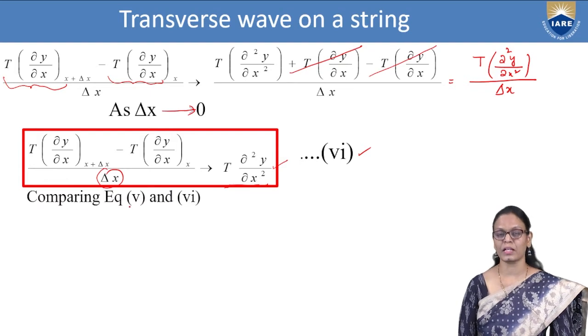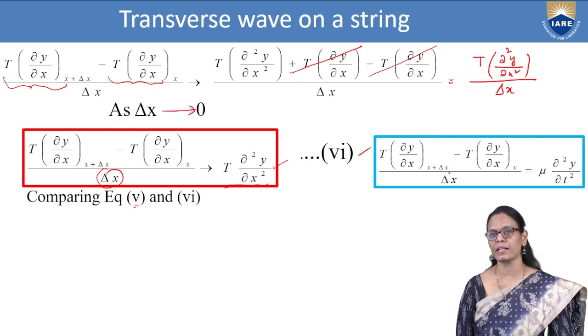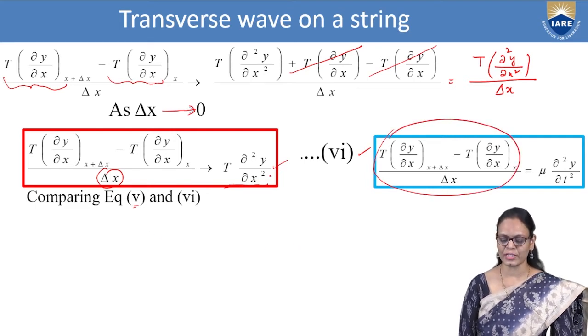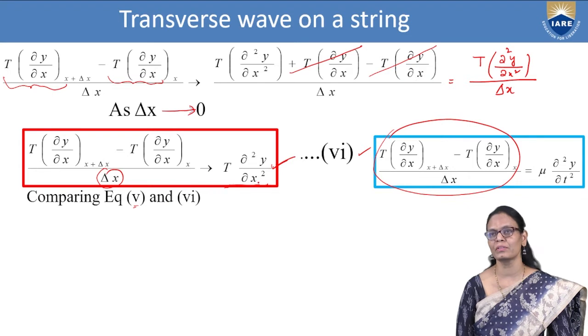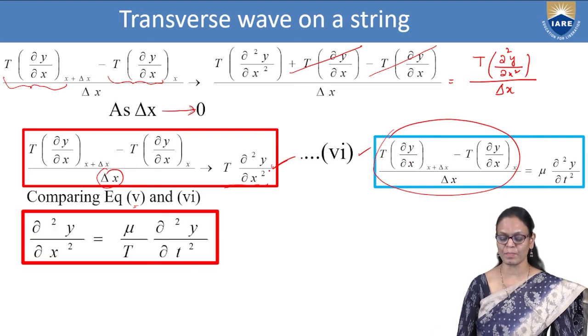Now we are going to compare equation 5 and equation 6. What is our equation 5? T ∂y/∂x at x plus Δx minus T ∂y/∂x at x, upon Δx, is equal to μ ∂²y/∂t². Now this whole thing, instead of this, we can write T ∂²y/∂x². So we are going to substitute this here. What we are doing here is substitution.